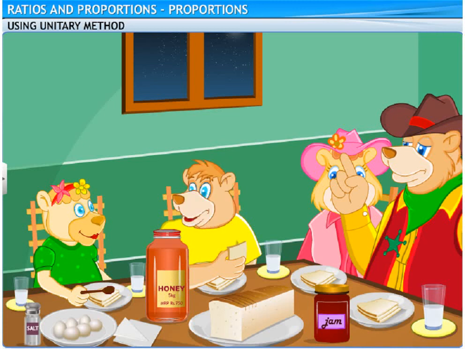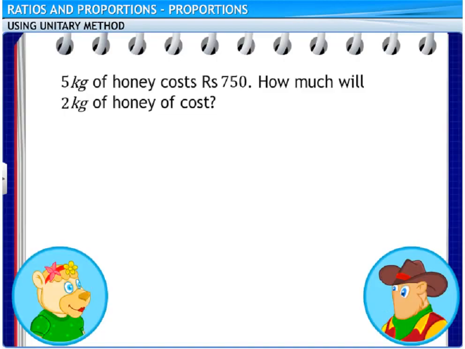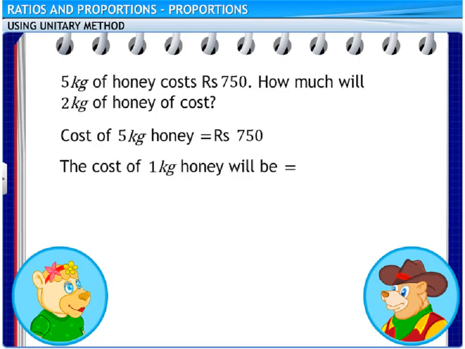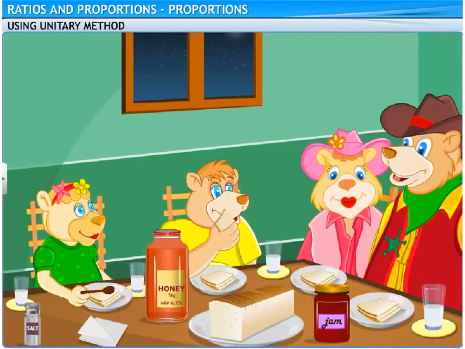That's interesting. Never thought of it that way. This method of calculating the value of 1 unit and using this value to calculate the value of the required number of units is called the unitary method. Let us understand how to find a solution to Shelley's question. We know the cost of 5 kilograms of honey. So, the cost of 1 kilogram of honey will be 750 divided by 5, which is 150 rupees. Now you know the cost of 1 kilogram of honey. So the cost of 2 kilograms of honey can be found by multiplying 150 rupees with 2. That's 300 rupees. Excellent, Shelley.